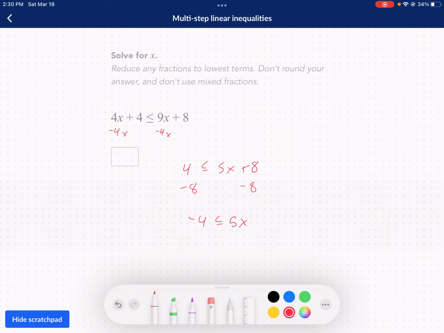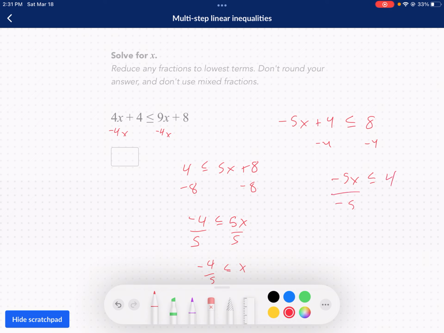And then we're going to divide by... oh, we don't flip the sign with this one either. So we get x is greater than or equal to negative 4 over 5. This one's short enough where I could show you why it works out either way. So if I were to move the 4x, we get negative 5x plus 4 is greater than or equal to 8. And then we subtract 4. We get negative 5x is less than or equal to positive 4.